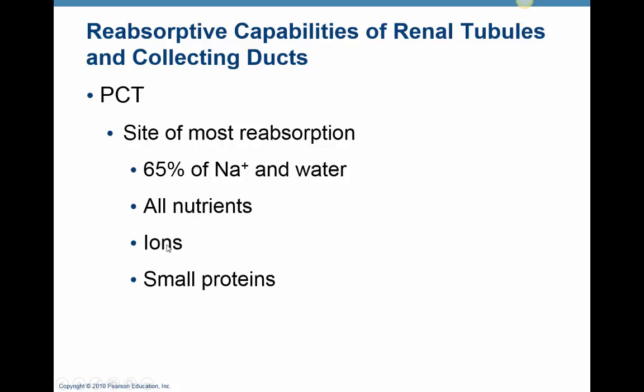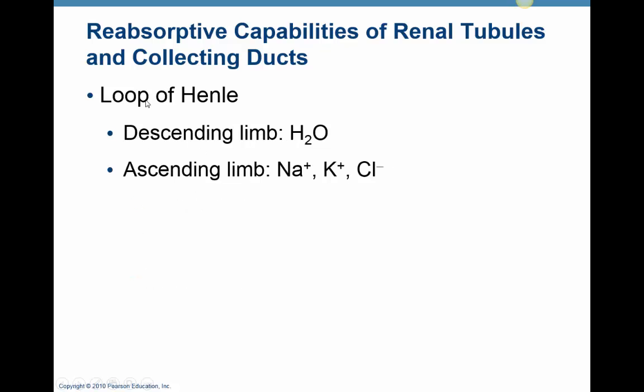And then from there, the filtrate enters into the loop of Henle, and this is where we can see some selective movement of water and salt, particularly sodium, potassium, and chloride. So we'll begin in the next video talking about the loop of Henle and how we can get a concentrated urine by controlling the amount of sodium and water reabsorption.